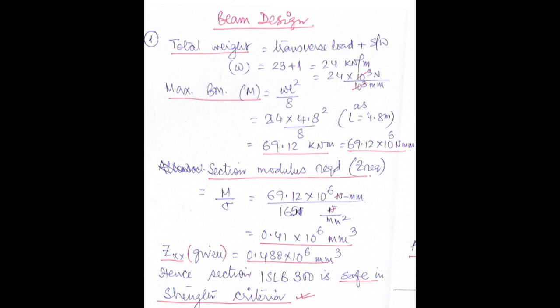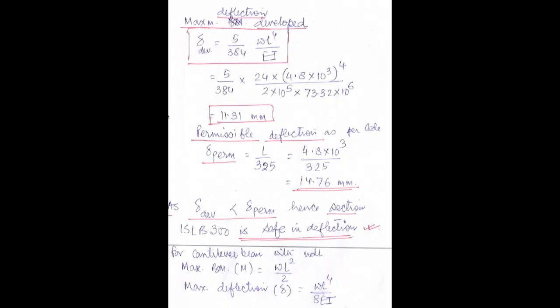But it is not completed. There is another part. You have to also see for the deflection criteria. Maximum deflection developed in the beam will be delta dev is equal to 5 by 384 WL to the power 4 divided by EI. So what is the value of W? Please remember, in this formula every value will be in Newton and millimeter. So W is 24 Newton per millimeter. Already we have converted. L is 4.8 meter, but we have to convert it into millimeter, multiplied by 10 cube, so that whole to the power 4.